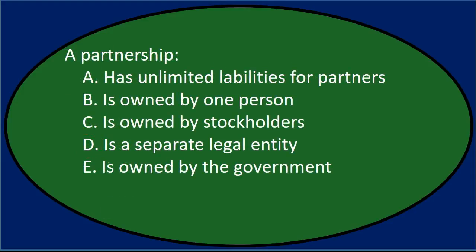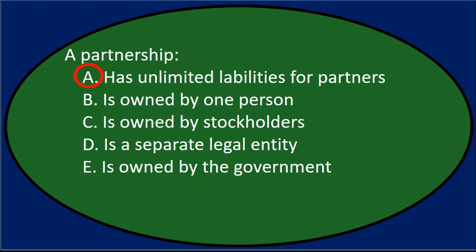Next question. A partnership: A, has unlimited liability for partners; B, is owned by one person; C, is owned by stockholders; D, is a separate legal entity; and E, is owned by the government. Answer there, A, has unlimited liability for partners. This partnership is going to be similar to the sole proprietor. The sole proprietor is very easy to form, in that you can basically just start doing business, and you're a sole proprietor as long as you start acting like a business and start generating revenue. Partnership is pretty much the same way.